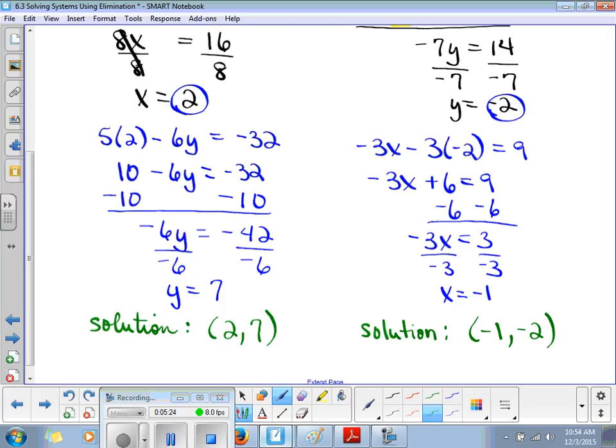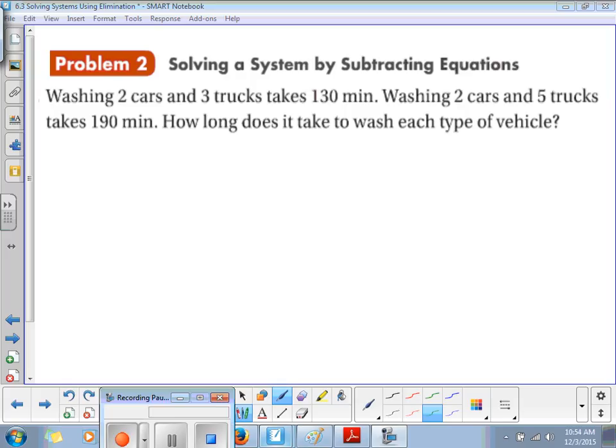Very good. Now how would I check to see if I got the right solution? Plug it into one of the original equations. Very good. All right, problem 2 is solving a system by subtracting equations.